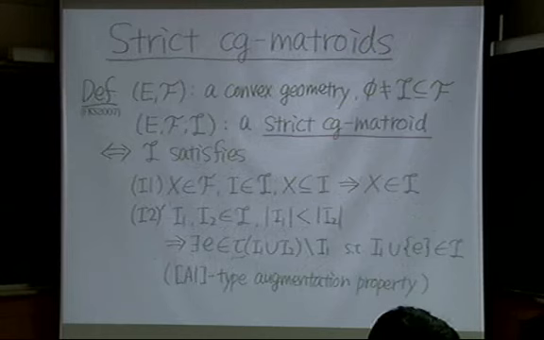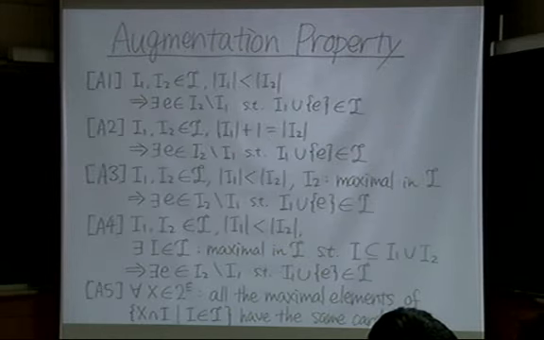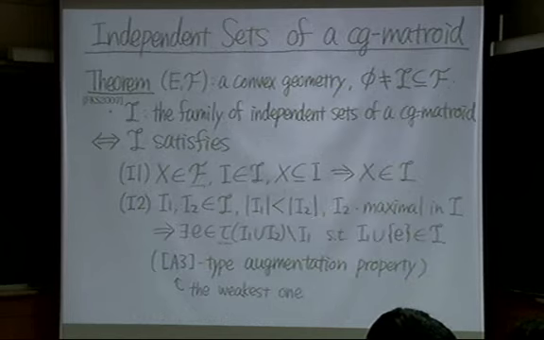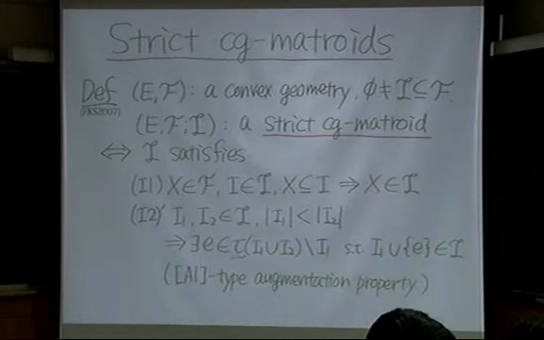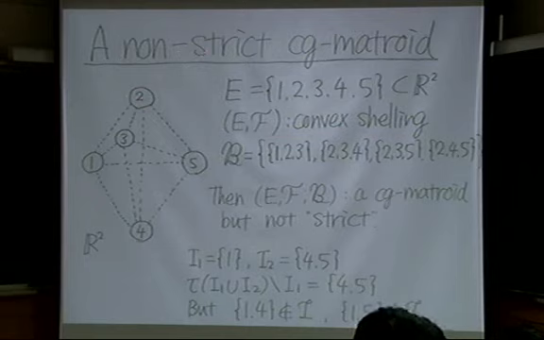So first let's define strict CG matroid by using the A1 type augmentation property. A1 type is the second strongest one. This is maybe the most ordinary one, so we use this one. The difference is I2 may not be maximal in independent sets. So now this is indeed a proper subclass of CG matroids, because there are non-strict CG matroids. This is an example of a non-strict CG matroid.